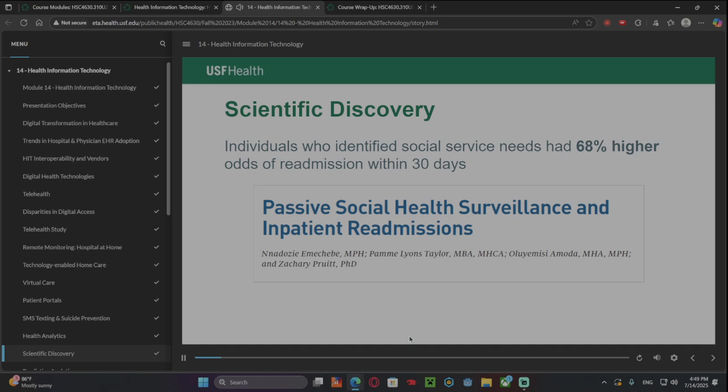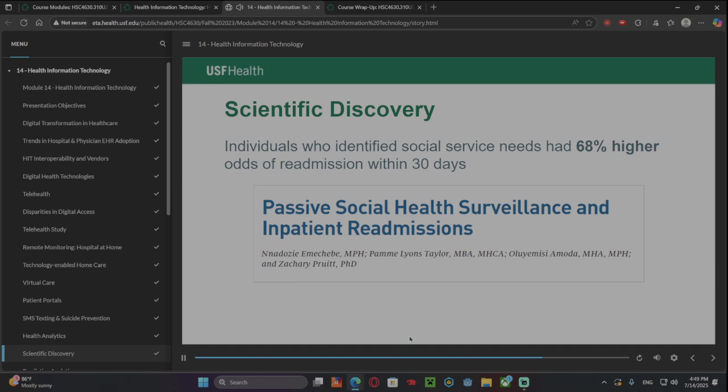Scientific discovery. My colleagues and I investigated a data set from a health plan who collected information on whether individuals needed social care, such as food, services, education, medication, and housing support. We linked that data to healthcare claims that evaluated whether they were admitted to the hospital and readmitted to the hospital. We found that individuals who identified social service needs had 68% higher odds of readmission within 30 days.